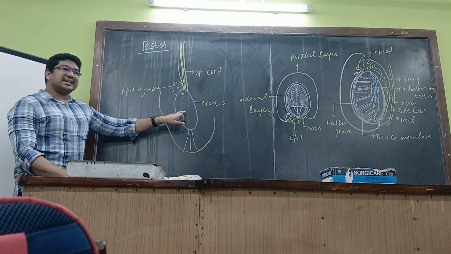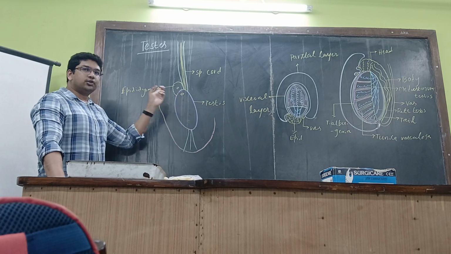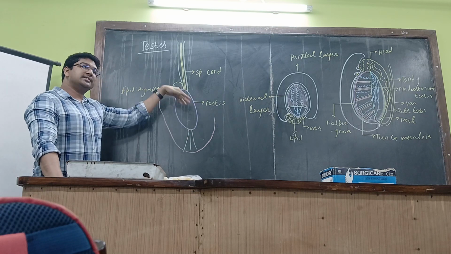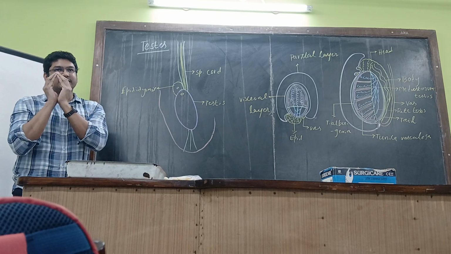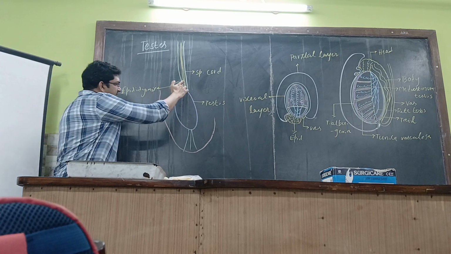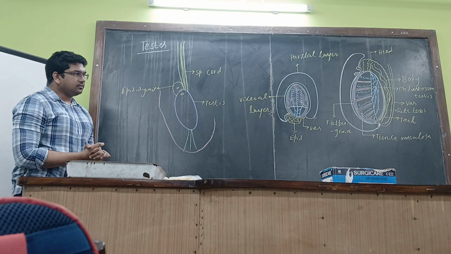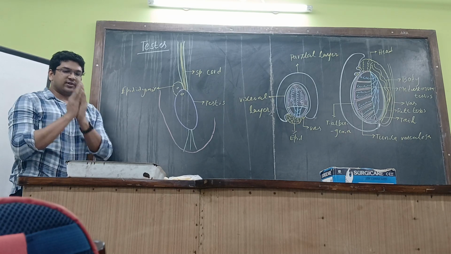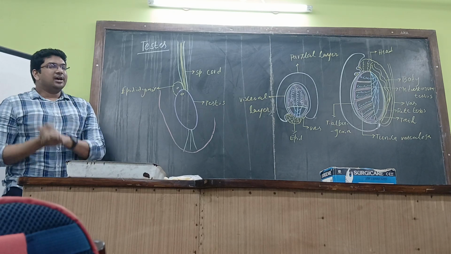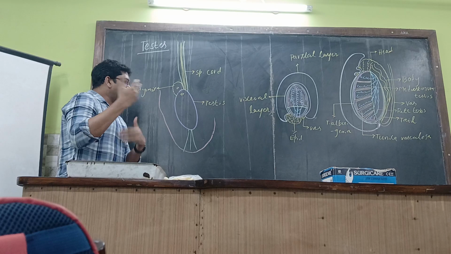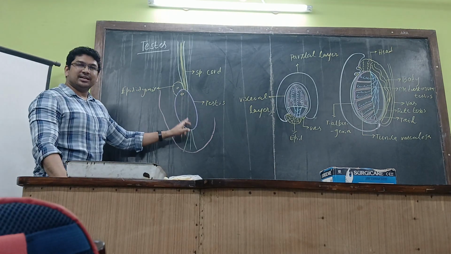So the testis contains an upper end and a lower end, just like the kidneys, and then two borders. One is the anterior border, one is the posterior border, which are convex in this manner. What might be the surfaces which form? Lateral and medial surface. Just think and imagine, don't mug up the surface. So medial surface and lateral surface.